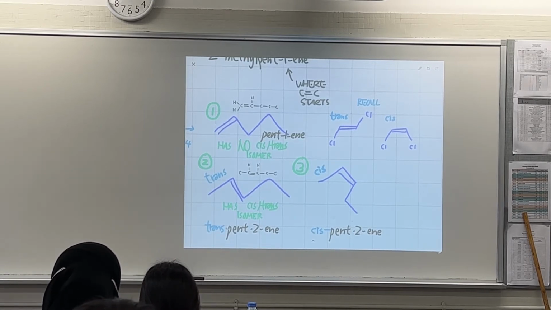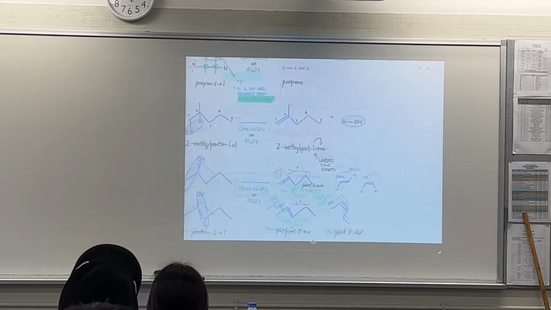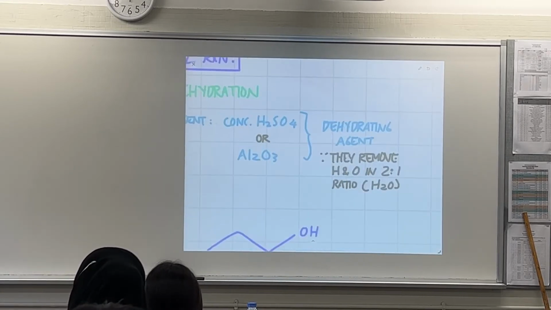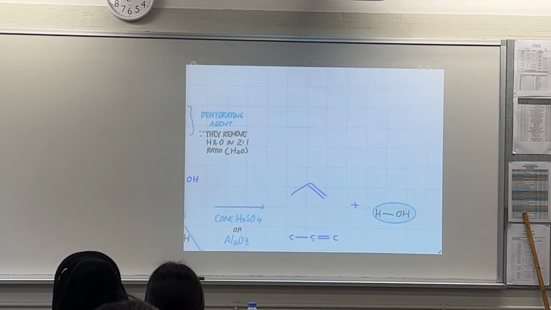Okay? Any question about dehydration? No. What are the 2 reagents for dehydration? We can either use concentrated sulfuric acid or aluminum oxide. Okay, aluminum oxide. So remember this. And now we will look at the setup for when we use aluminum oxide.